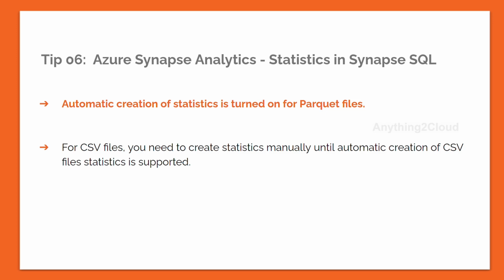Then the next tip is on Azure Synapse Analytics statistics in Synapse SQL. Automatic creation of statistics is turned on for Parquet files. For CSV files, you need to create the statistics manually until automatic creation of CSV file statistics is supported. Basically, what we need to understand from this is that automatic creation of statistics is turned on for Parquet files, but for CSV files, we need to manually create the statistics.